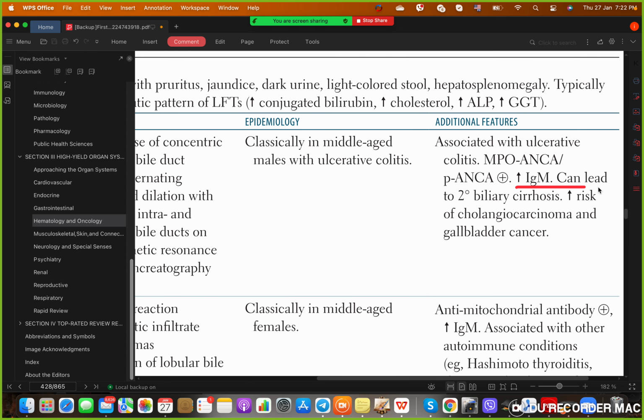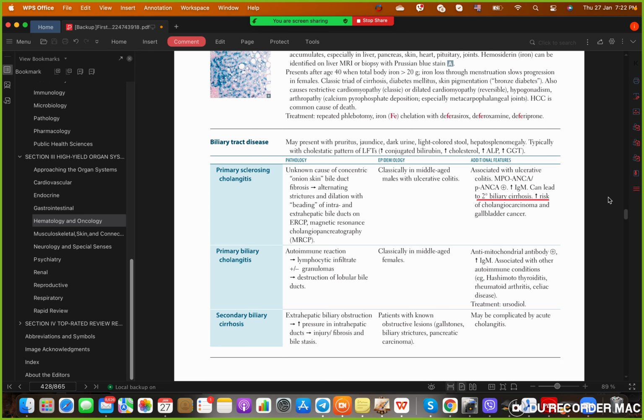The patient will have an increase in IgM, and it can lead to secondary biliary cirrhosis, which is this guy. Increased risk of cholangiocarcinoma and gallbladder cancer. Please know about the cancer. They do ask about this. They want you to know the category of patient that it happens in. It's men, okay? Why do they like to know about this? Because, guys, is it typical for men to have such disease? I mean autoimmune diseases? No, autoimmune diseases are mostly in women, okay?